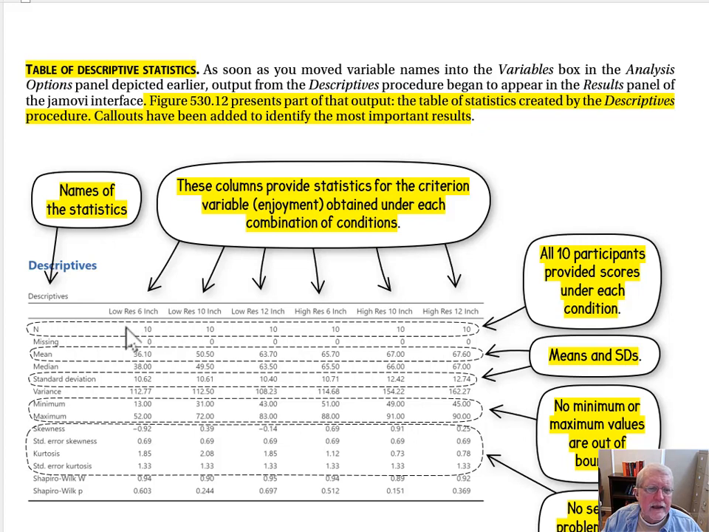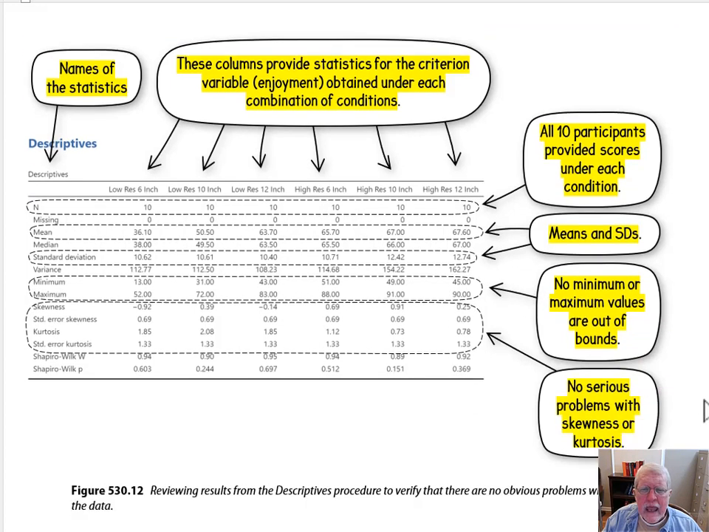When students were using the low resolution 6-inch screen, what was the mean score they displayed? 36.10. What about when they're using the low resolution 10-inch screen? The mean was 50.50 and so forth. Do things look okay so far? Well, the first row is headed N, and yes, it looks like all 10 participants gave us usable data. That's good. Means and standard deviations appear in these rows. We'll take a closer look at them later to see if they're giving us the trend that we had predicted.